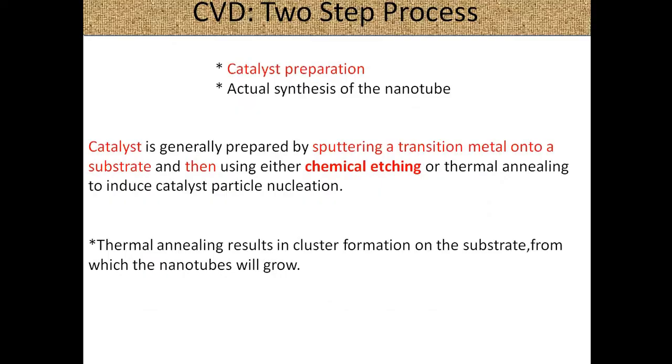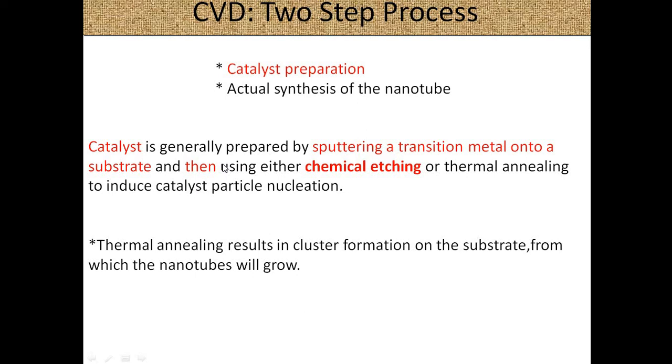So there are two main steps in CVD, chemical vapor deposition. First is the catalyst preparation and second is the actual synthesis of carbon nanotube. As we know, the catalyst is very important. If we use a proper catalyst, then only there is formation of single-wall carbon nanotube. So catalyst preparation is a very important step. So how can the catalyst be prepared? The catalyst is generally prepared by sputtering a transition metal onto a substrate.